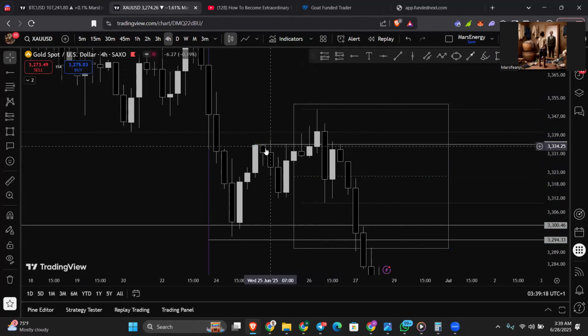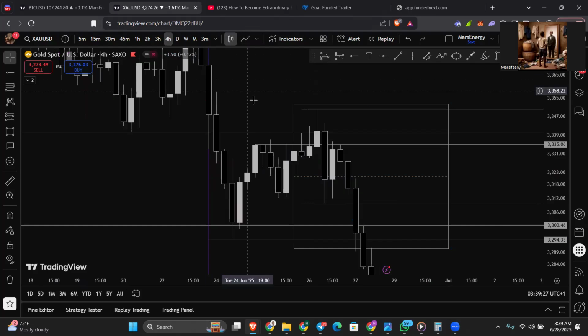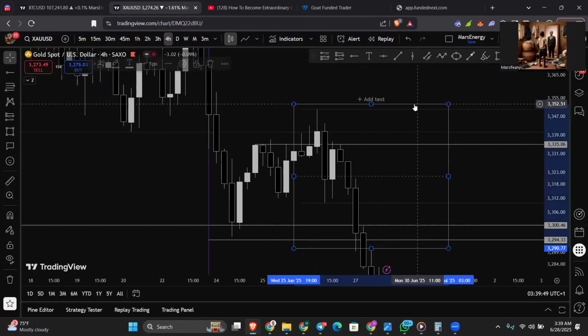Now this is not a break. If you check, you are going to see that there was no break of this structure. The structure is still intact. You see that price touched this A-shaped key level, but price did not break it. For us to have a break of structure, price has to close above that key level with body. You see that it's just the wicks that are touching it.